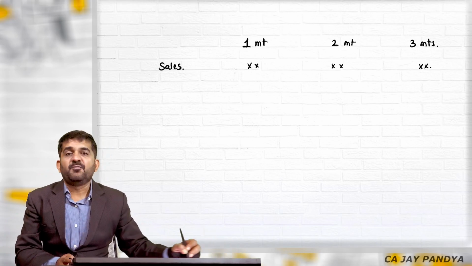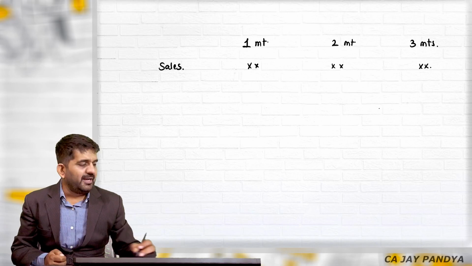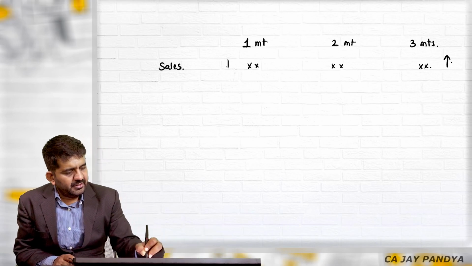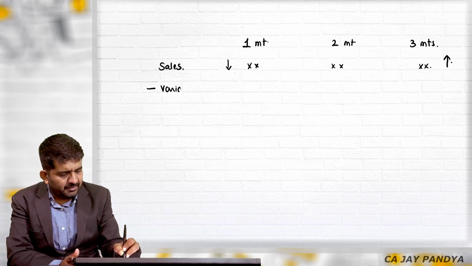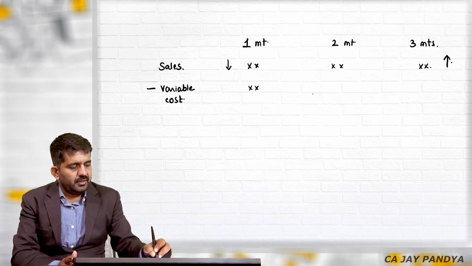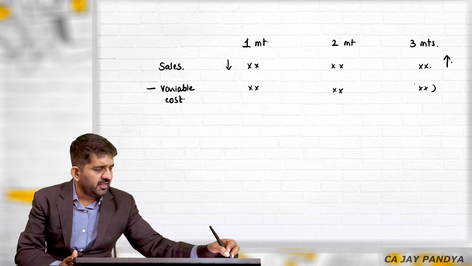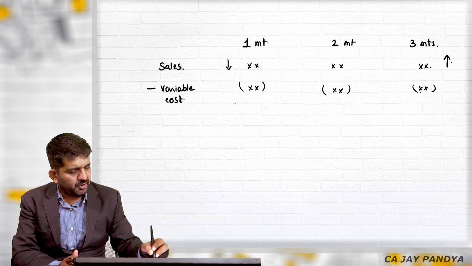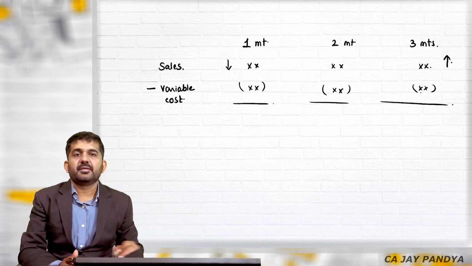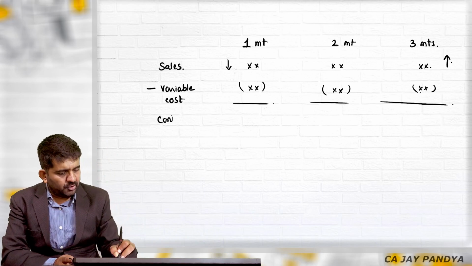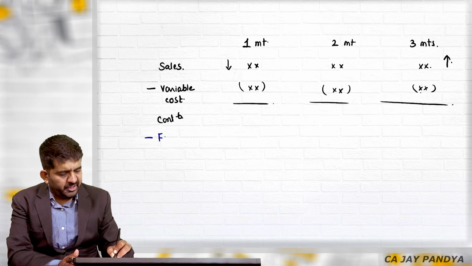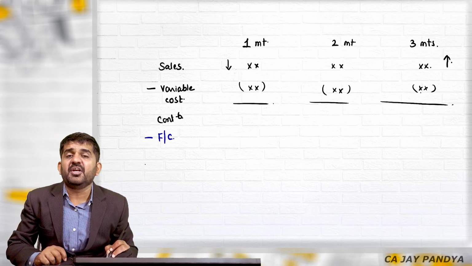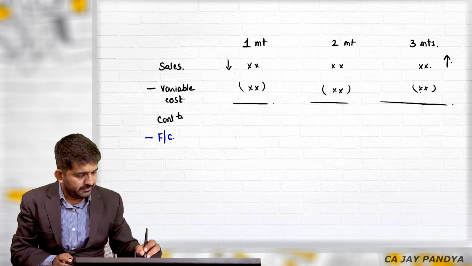Of course, if I give 3 months credit period, my sales will be higher. And here, my sales will be low. Minus, I deduct my variable cost. Of course, in 3 months, it will be higher because variable cost is directly dependent upon sales. I'll get contribution. Believe me, there is no need to deduct fixed cost. But even if you deduct it, it does not matter.